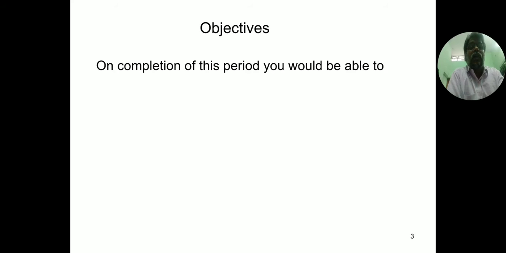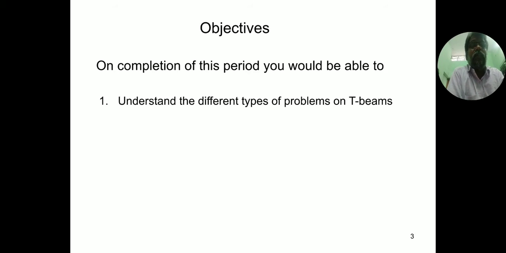Objectives. On completion of this class, you will be able to understand the different types of problems on a T-beam.